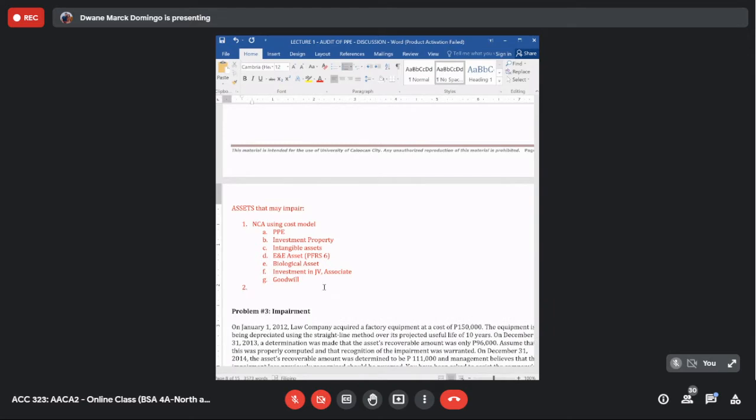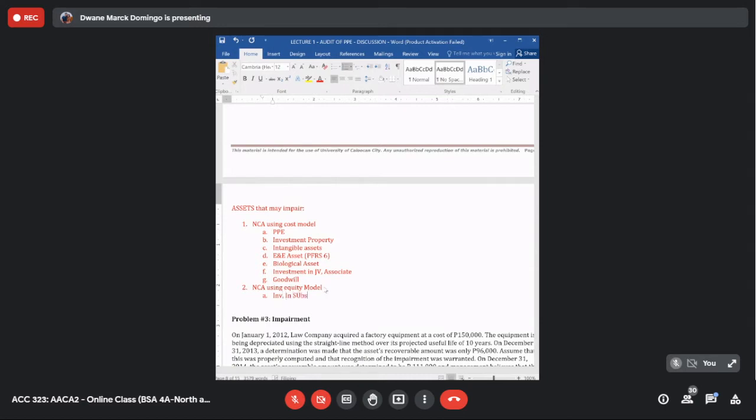So next, non-current asset using equity model. So ano yung mga yon? So pwedeng yung investment in subsidiaries, JV or associate.